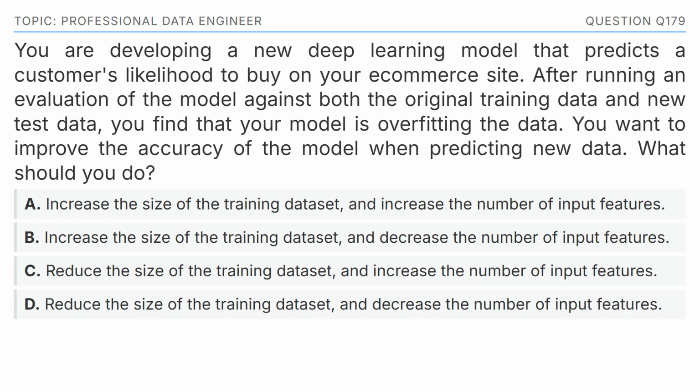What should you do? The options are: Option A, increase the size of the training dataset and increase the number of input features. Option B, increase the size of the training dataset and decrease the number of input features. Option C, reduce the size of the training dataset and increase the number of input features. Option D, reduce the size of the training dataset and decrease the number of input features.